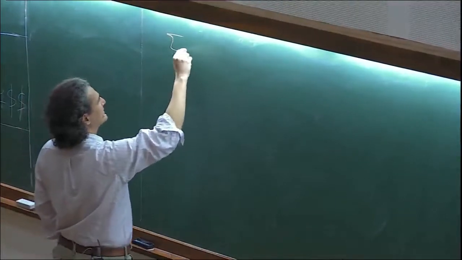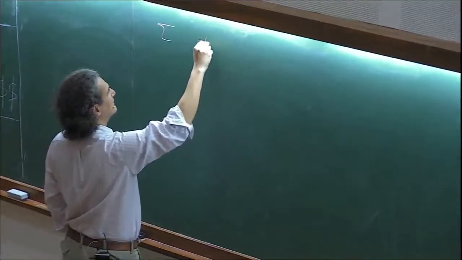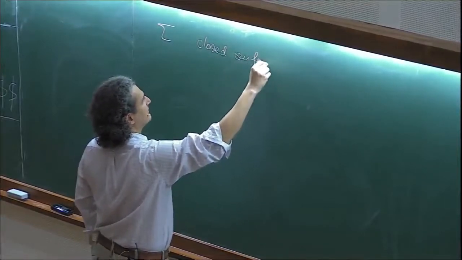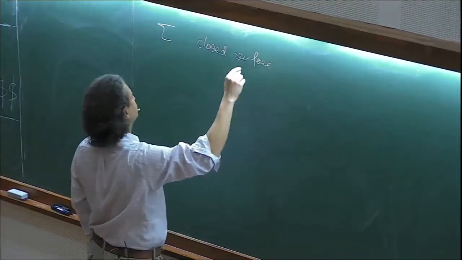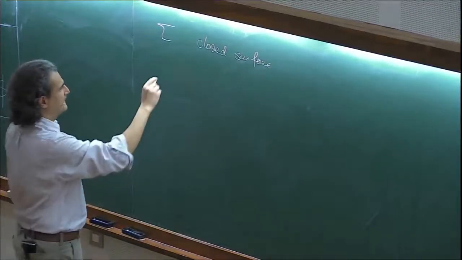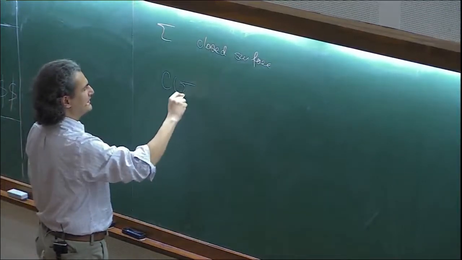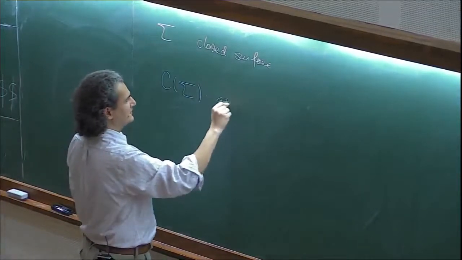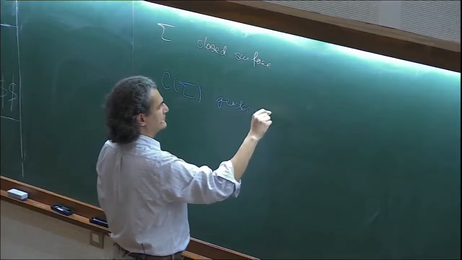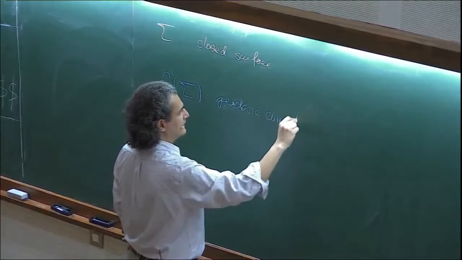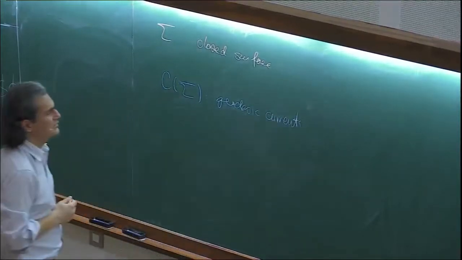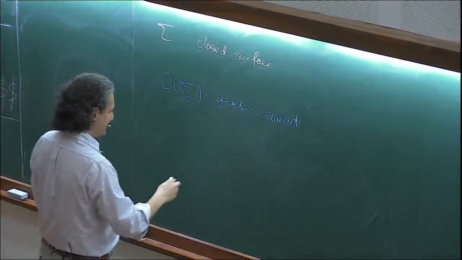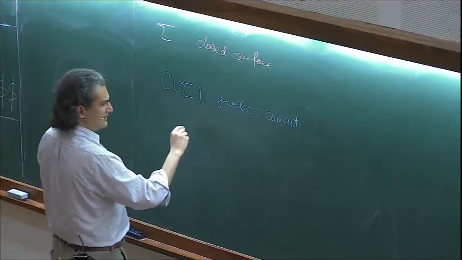So let's start as usual. You have a surface, so sigma is a closed surface. Okay, and maybe I'll start with the definition of current. So C of sigma is the space of geodesic currents. And since I have more time, I can go over this a bit slowly, and hopefully everybody has seen this. I don't think everybody has. So what is that? Let me write the definition.